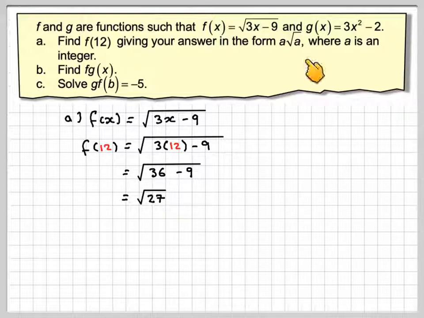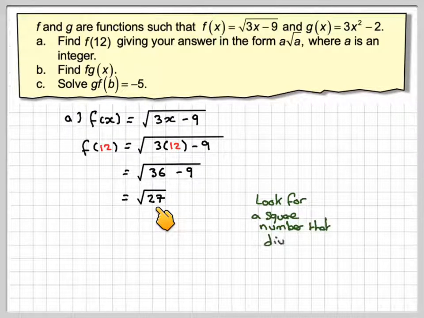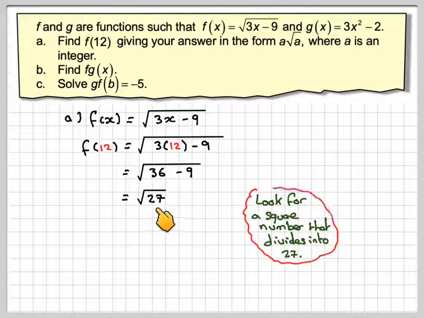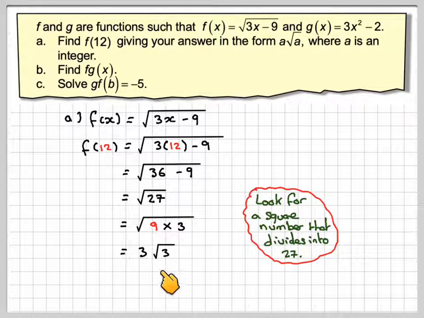Okay, we want to simplify the surd. This is what it's going to ask us to do. Now, the highest square number that will go into 27 is 9. That's what you need to look for. So we'll rewrite this as the square root of 9 times 3. And we know the square root of 9 is 3. And so the answer will be 3 root 3. That's now in the form a root a, where a is an integer. In this case, a is 3.